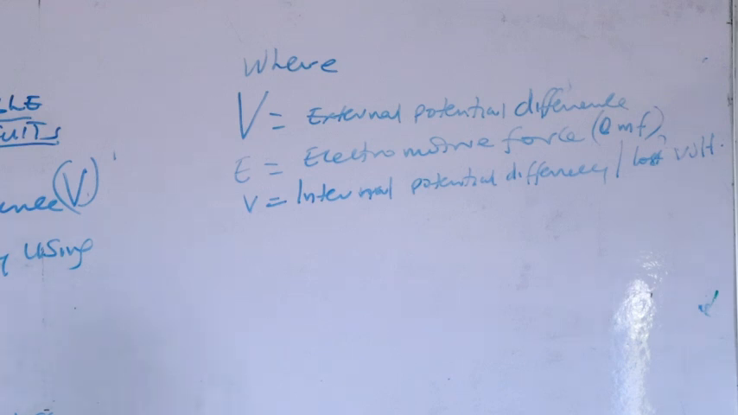So these are two. This is equation 1, and this will now serve as equation 2. These are two possible ways by which you can calculate the external potential difference. And the instrument we can use to do that is the voltmeter.